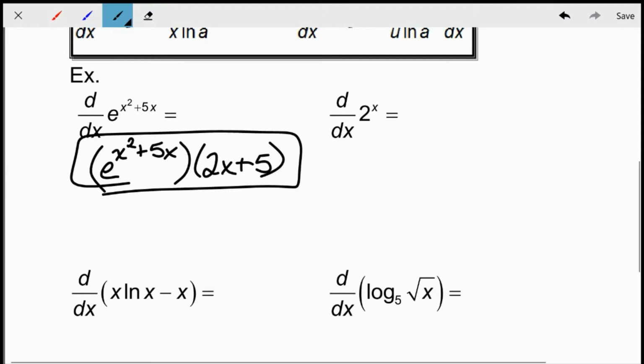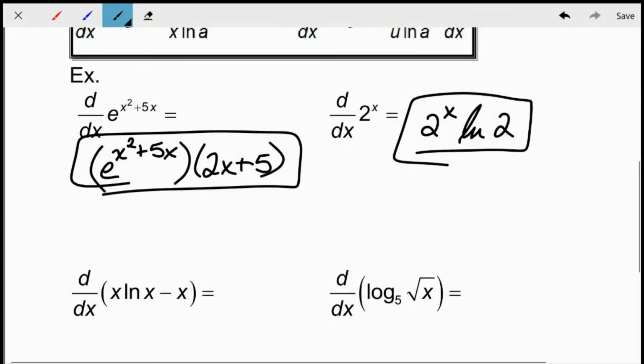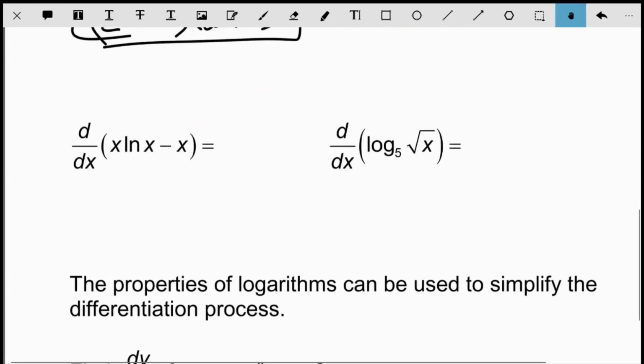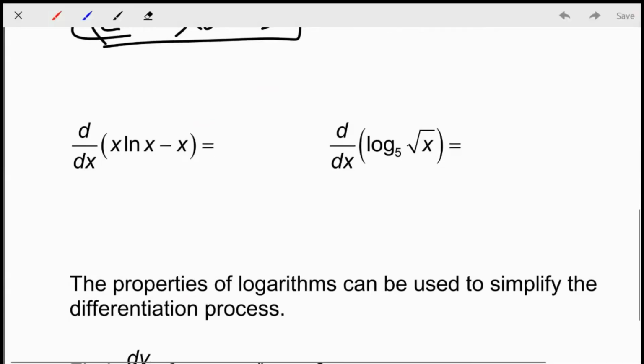All right, so for 2 to the x, that's an a to the x type of expression. So the derivative is just going to be 2 to the x times the natural log of the base, which in this case is natural log of 2. Okay, so again, very, very simple. Most of these aren't really very algebra intensive when we're dealing with these exponentials and when we're dealing with the logarithms. So you'll find these, for the most part, to be pretty quick, easy questions.